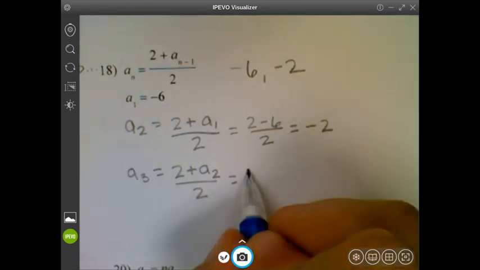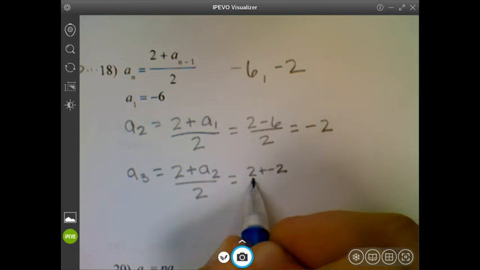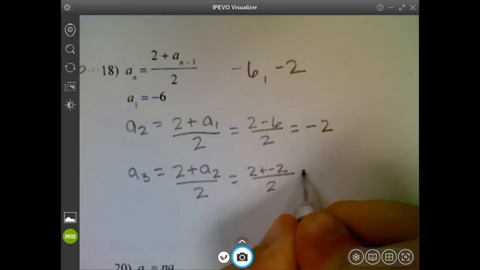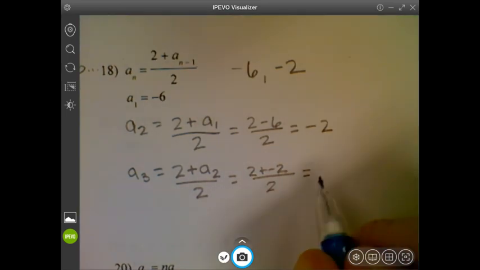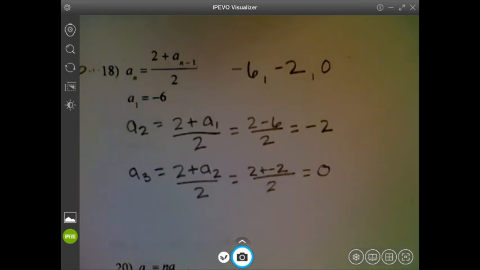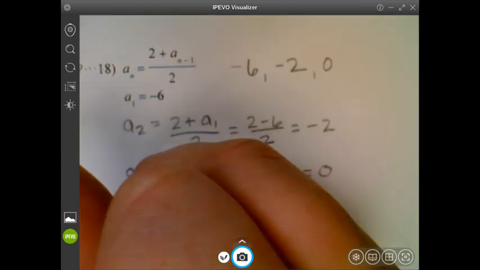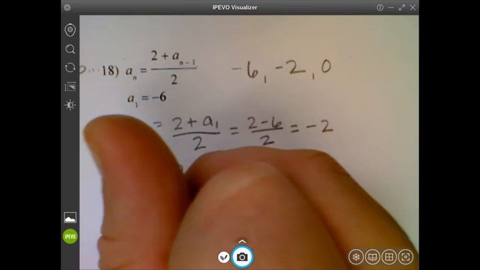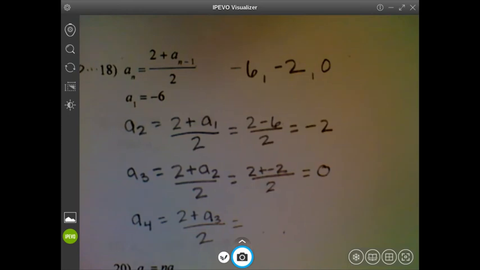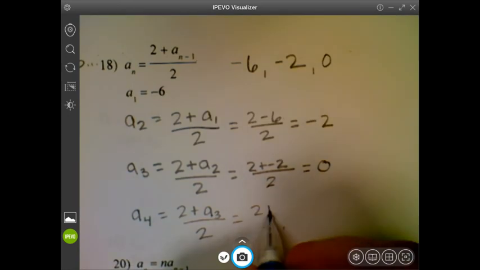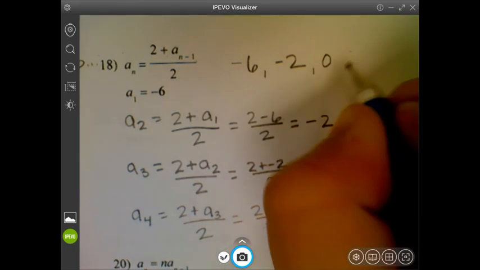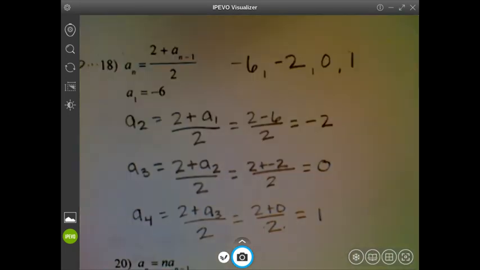So now we're going to use the second term. So 2 plus negative 2 all over 2. And so this is 0 over 2, which is equal to 0. So your next term is 0. A sub 4 is 2 plus a sub 3 all over 2. And so that would be 2 plus 0 over 2. So 2 over 2, which is 1. So your next number is 1.